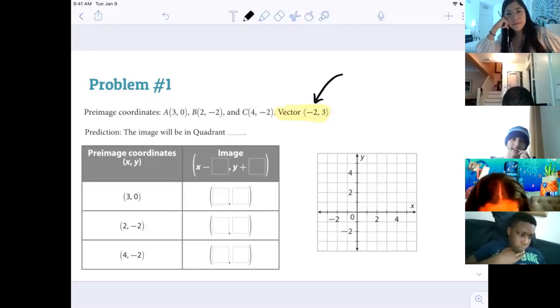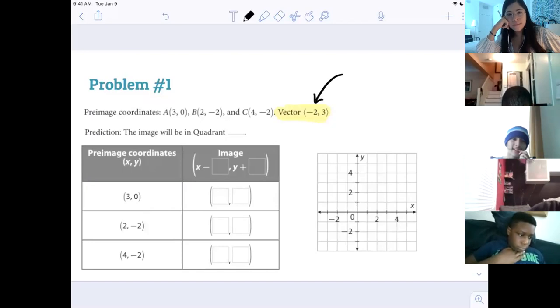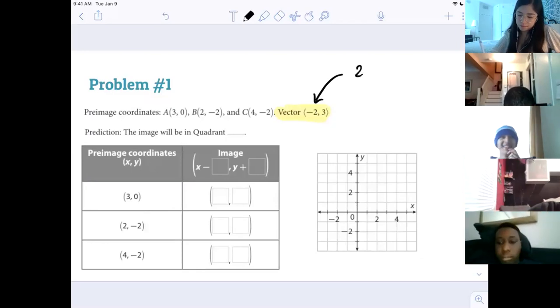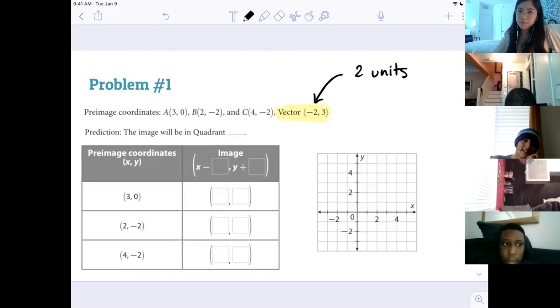Do you mean which way it goes on the graph? Where am I going? So would it be 2 units down, or maybe 2 units to the left? Okay, so what? 3 down? Okay, so we know it's going to be up, down, left, or right, right?